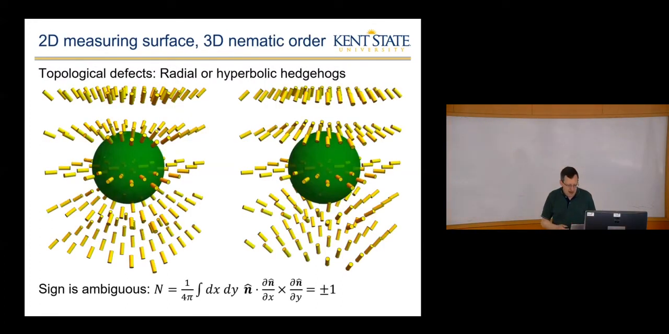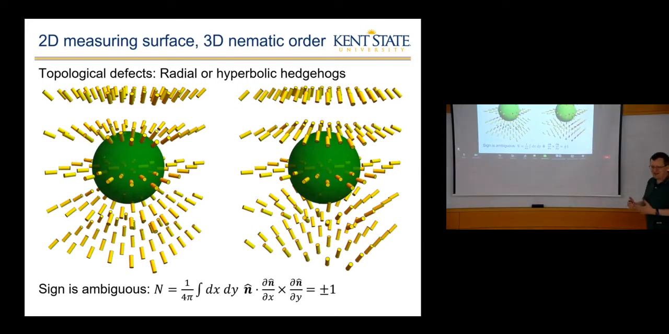Okay, what about for a 3D nematic order with a 2D measuring surface? You can still have hedgehogs. So here's a radial hedgehog, a hyperbolic hedgehog. These things are defined for a 3D nematic order the same way they are defined for 3D polar order, except for the fact that the sign is ambiguous, because you have three powers of n here. Remember that n and negative n define the same physical state. So there is a weird ambiguity of the sign.